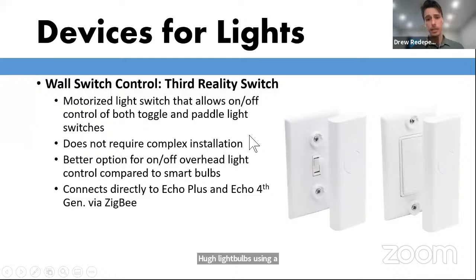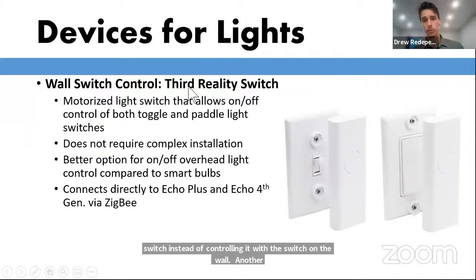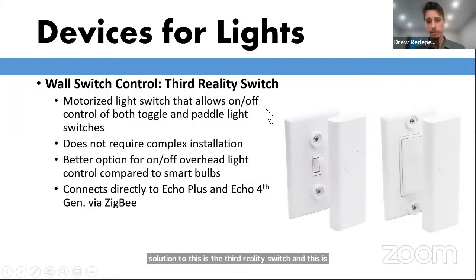Another solution to this is the Third Reality switch, and this is actually my preference for overhead lights in the home. This device is a motorized light switch. It has a little motor in it, and this little motor can actually flip the light switch on and off. And it just pops right over the top of your existing light switch, and it doesn't require any wiring of the light switch.